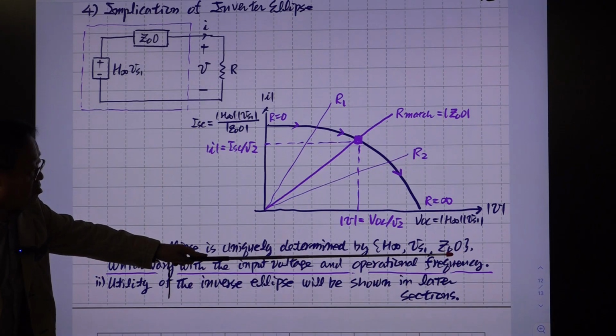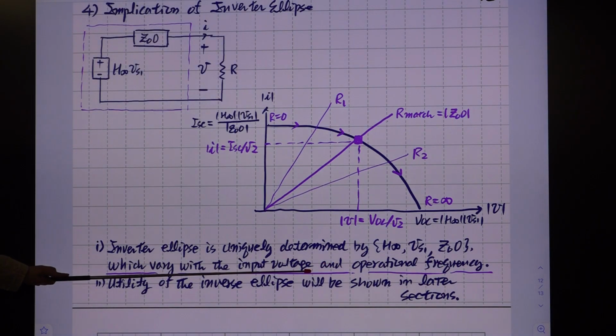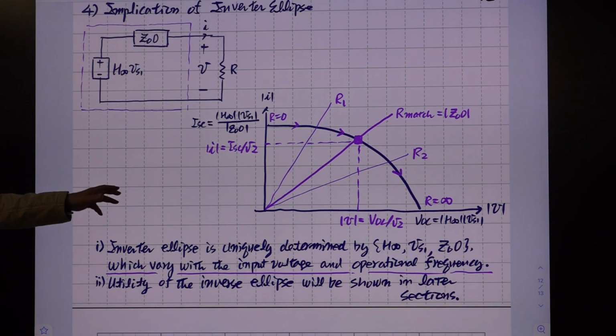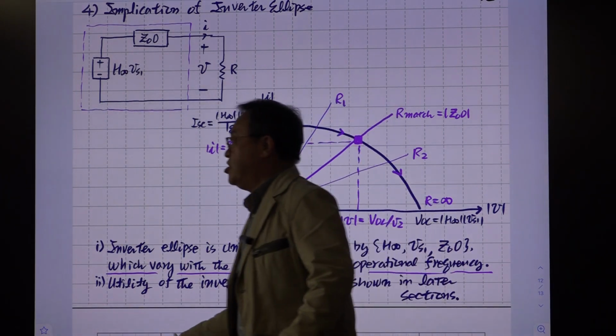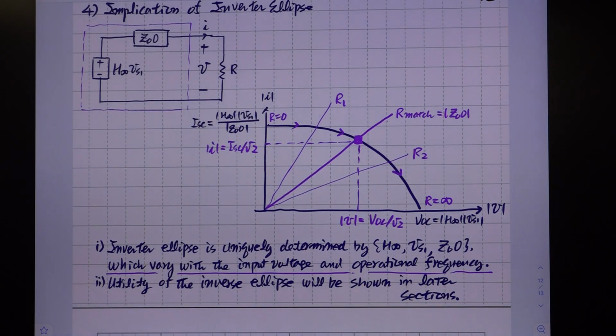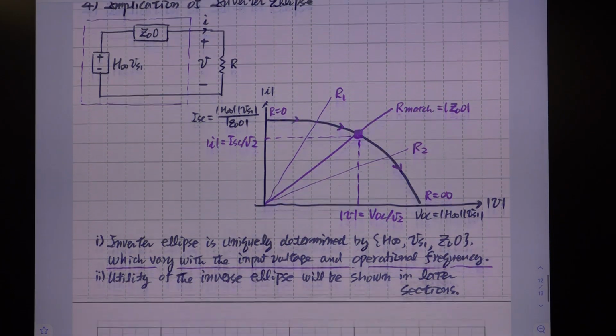Okay. Switching frequency is fixed, but it highly depends on input voltage. You are assuming the input voltage is fixed and the switching frequency is fixed. If you change that, you have families of this kind of curve, and that will provide the large signal information, the large signal operation of the converter. Okay, that's different business. The utility of this inverter ellipse will be shown in later sections. We will use this many times to design the tank circuit and to analyze the tank characteristics. Okay, that's coming later. All right, so this is the end of section 6.